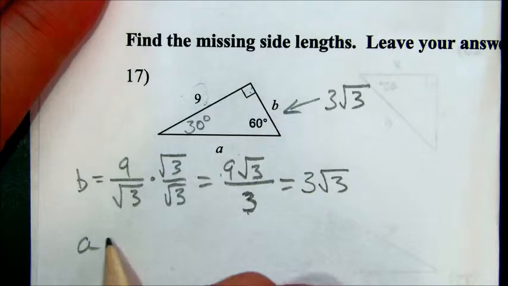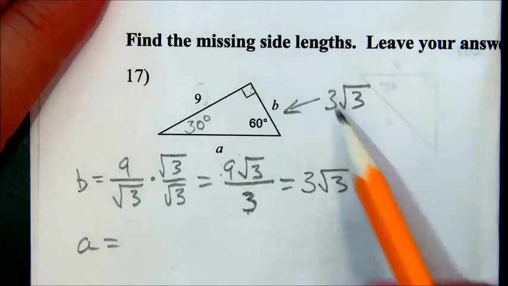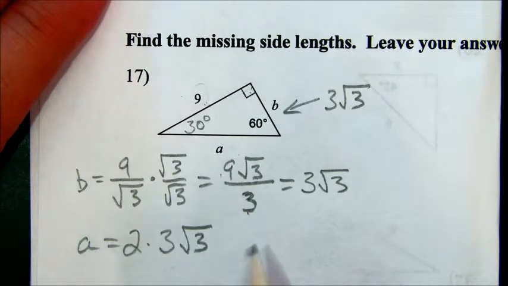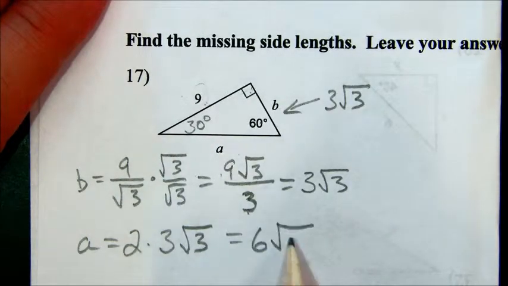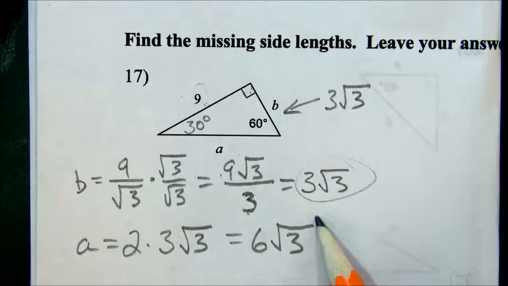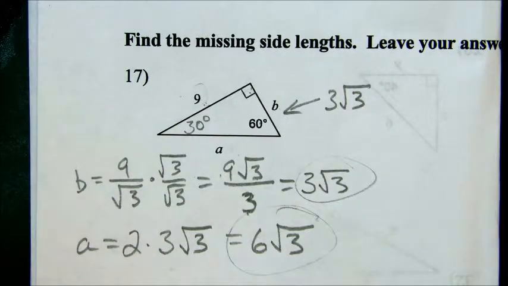Now that I have the short leg, I know A is just twice as long as the short leg. So it's going to be 2 times 3 root 3, which is 6 times the square root of 3. So that's my answer. Here's my short leg, and here's my hypotenuse. Okay, moving on.